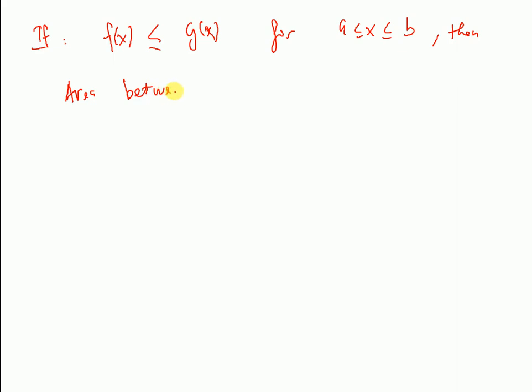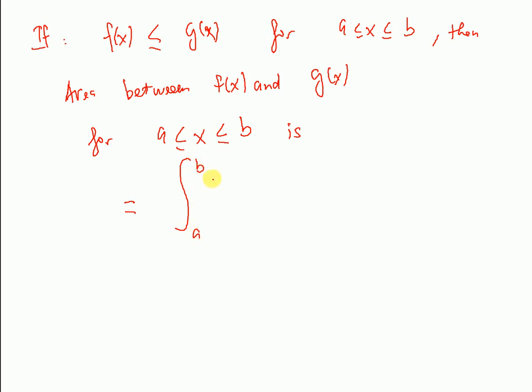The last topic here: if the function f of x is less than g of x for x from a to b, then the area between f of x and g of x for x between a and b is the integral from a to b of f of x minus g of x dx. Okay, so we have another definition.